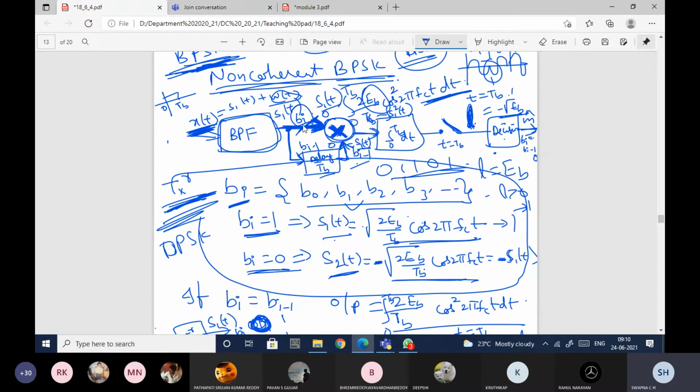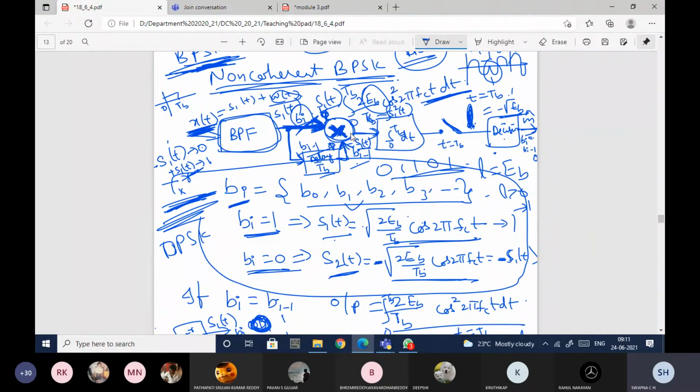So that is for when Bi and Bi minus 1 are the same. Either it is 1 1 or 0 0, it doesn't matter, because for 0 you have minus s1 of t, and for 1 you have s1 of t. For 0, here I'll get minus s1 of t, and here also I'll get minus s1 of t. Both will get multiplied, so minus into minus becomes plus. Either you take 1 1, here 1, here 1, and it is given to the multiplier.